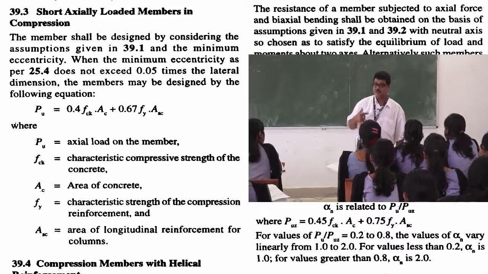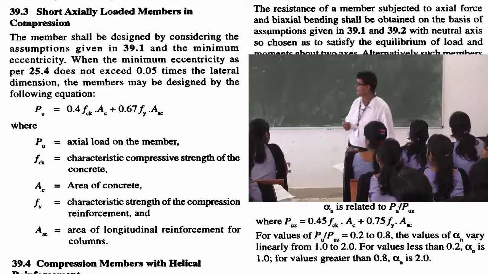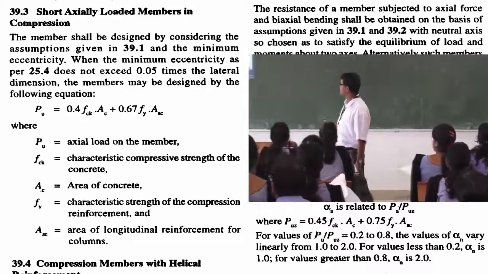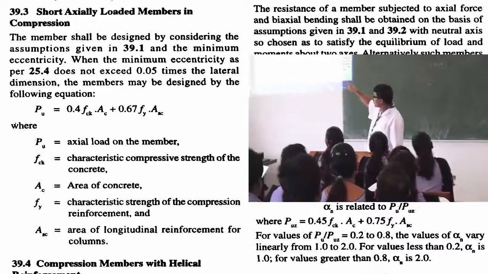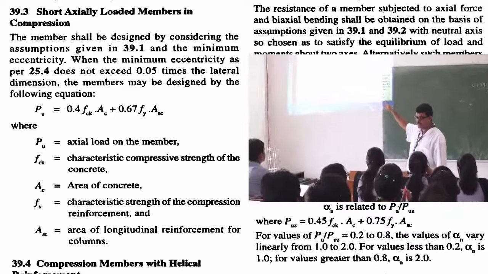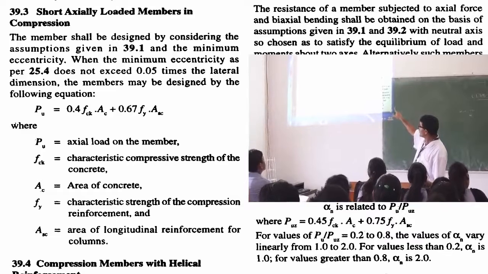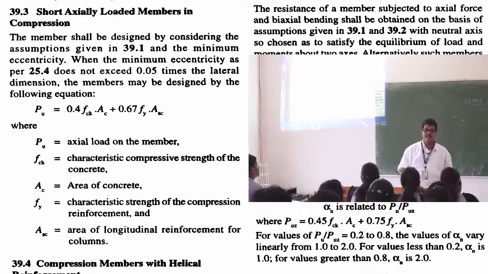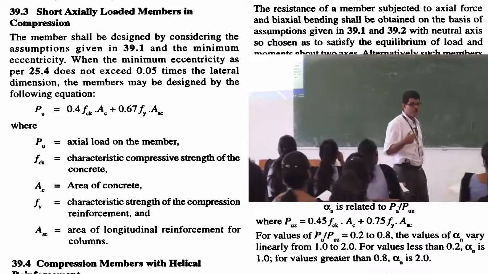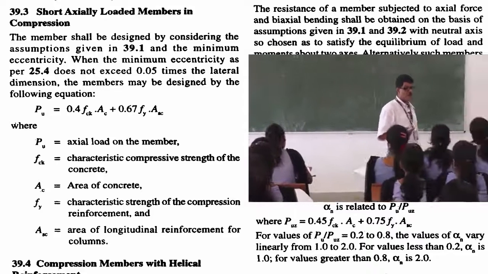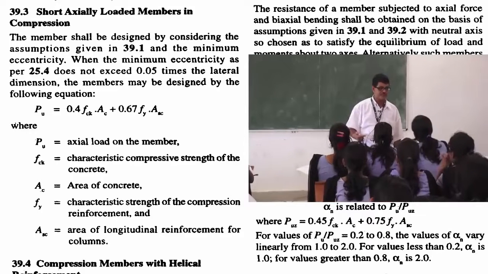So before using the analysis of the short column, you have to check the minimum eccentricity value that you have calculated, unsupported length by 500 plus least lateral dimension by 30. It shall not exceed, that means shall be less than, 0.05 times the lateral dimension. That means 0.05 times the depth or 0.05 times the width, that you have to check.